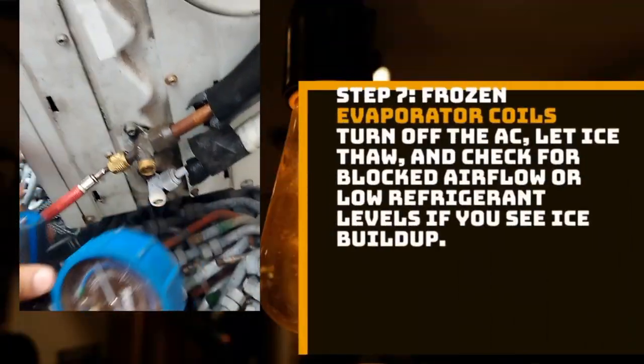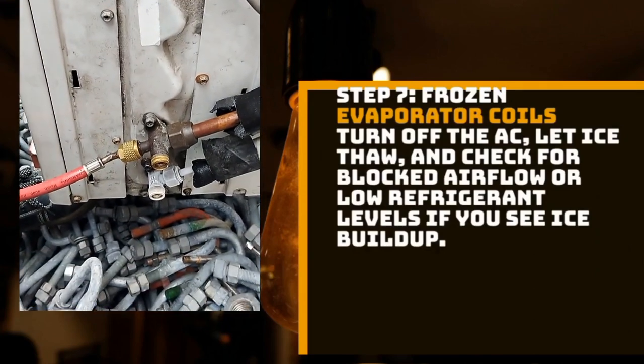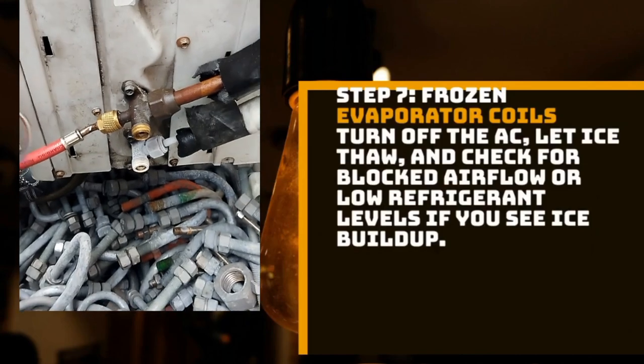Step 7. Frozen evaporator coils. Turn off the AC, let the ice thaw, and check for blocked airflow or low refrigerant levels if you see ice buildup.